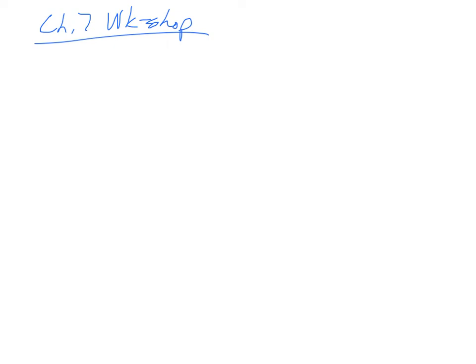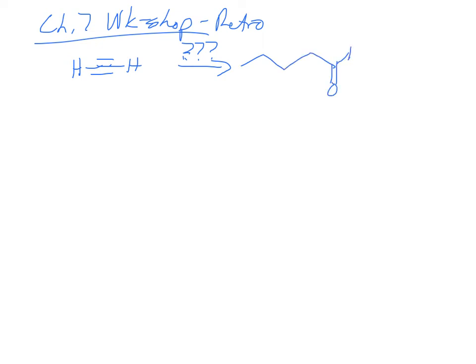So it's a retrosynthetic problem. I think it's the last one. So you're given an alkyne, three question marks, and this aldehyde. And you're asked to figure out a retrosynthetic route and a synthesis. So let's work on that now.